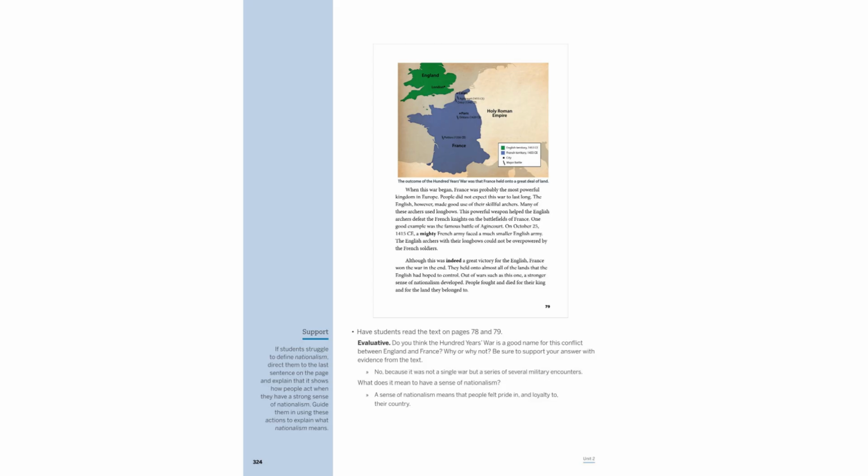The 100 Years' War, a series of conflicts between England and France, saw the English utilizing longbows to defeat French knights, notably at Agincourt in 1415 Common Era. Despite early English victories, France ultimately retained most of its territory. This war fostered a strong sense of nationalism as people fought for their king and homeland.